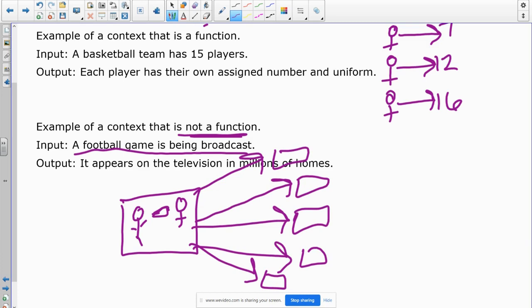So hopefully this video explained to you how you know if it's a function or not a function.